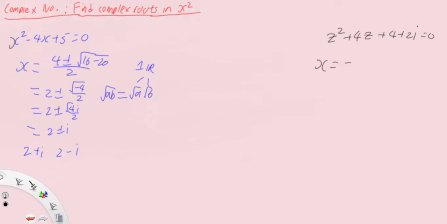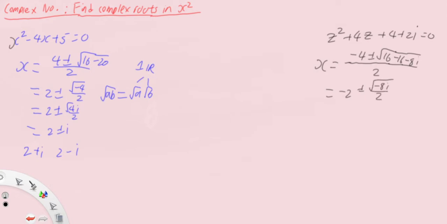Following the quadratic formula, minus 4 plus minus the square root of b squared minus 4ac. b squared is 16. 4ac is 16 plus 8i, so minus 4ac is minus 16 minus 8i. Then lastly over 2. Minus 2 plus minus, and now we will get minus 8i on top.